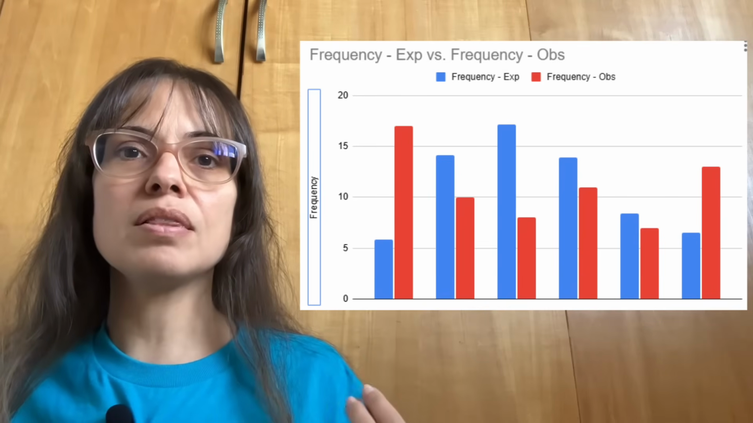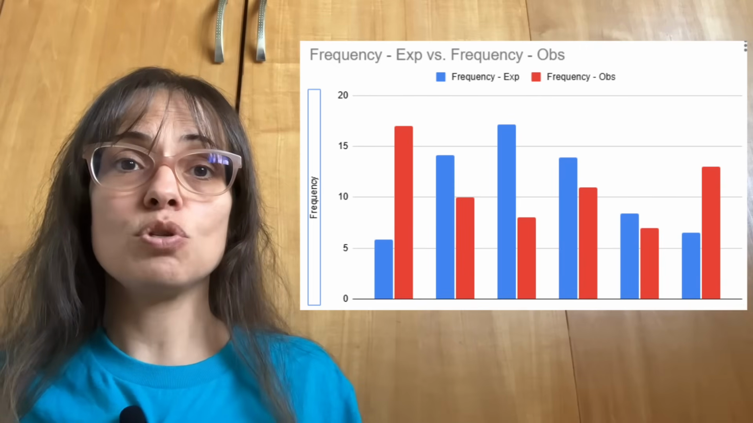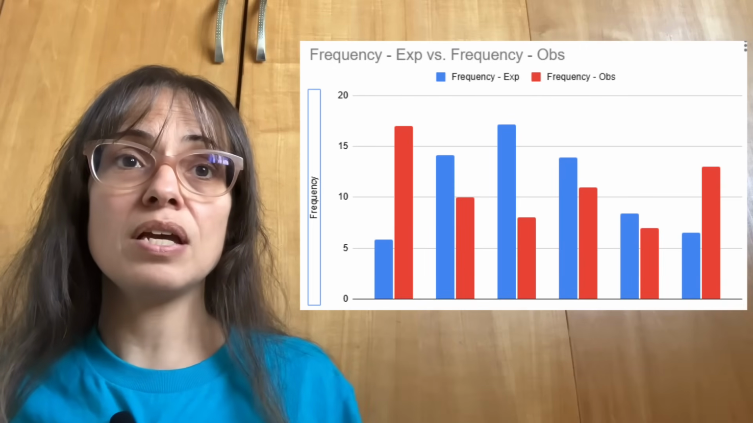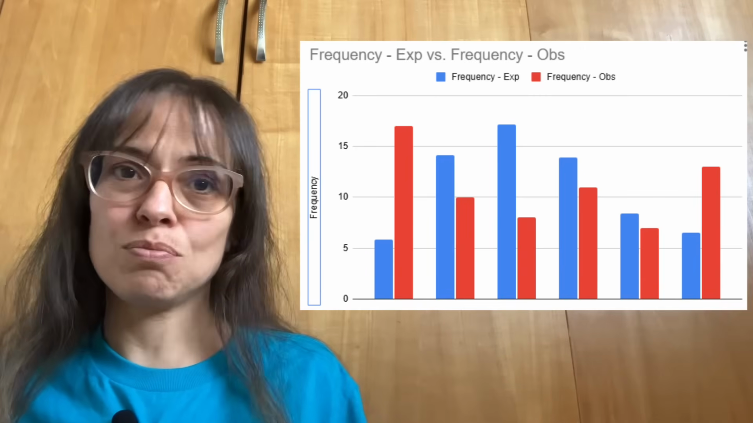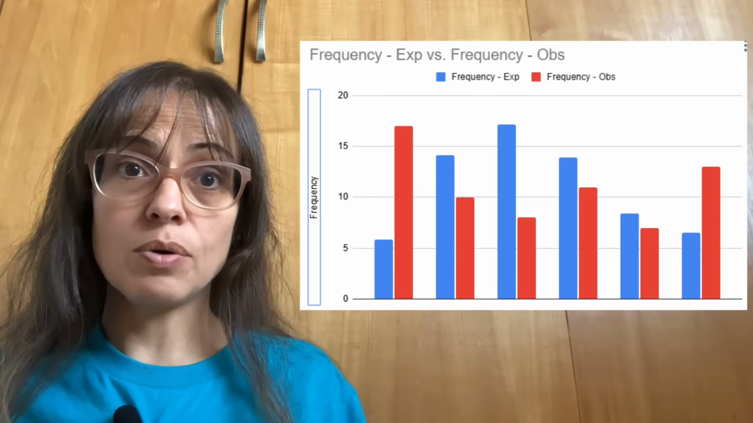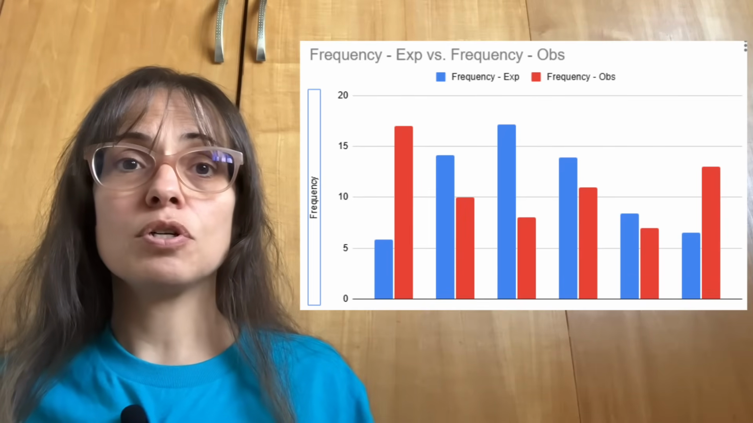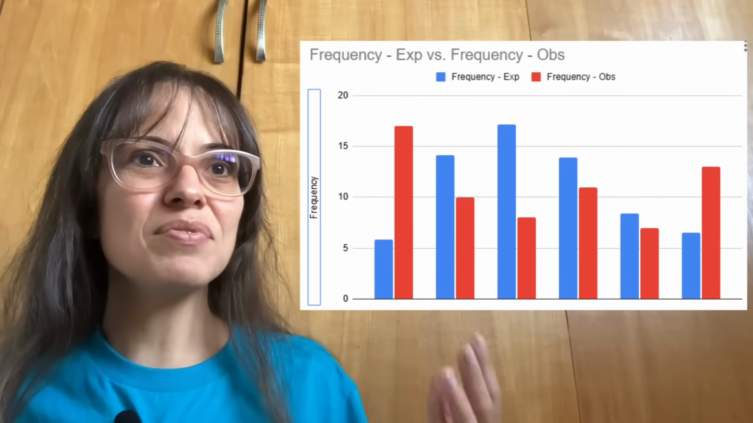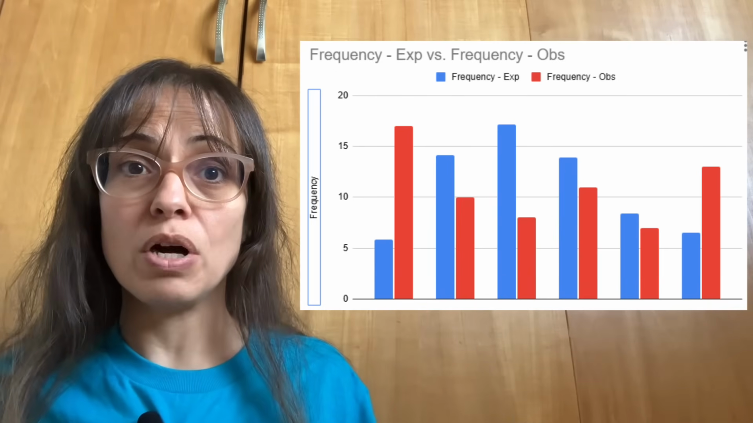You can see that the blue values are much more well behaved. They start very small in 0 calls per day, then they go up until 2 calls per day because the average is 2 point something, and then they go down again. And the red values, which are the observed values, are more all over the place. I have 17 days with 0 phone calls. That is way too much.